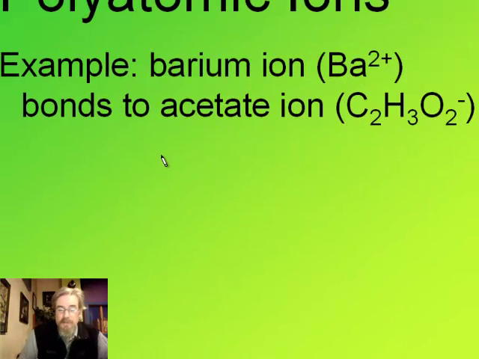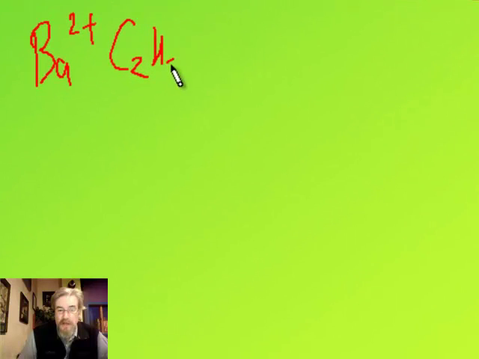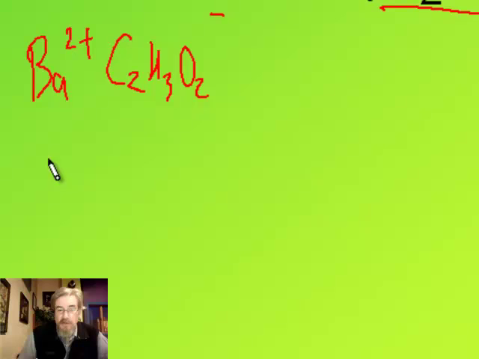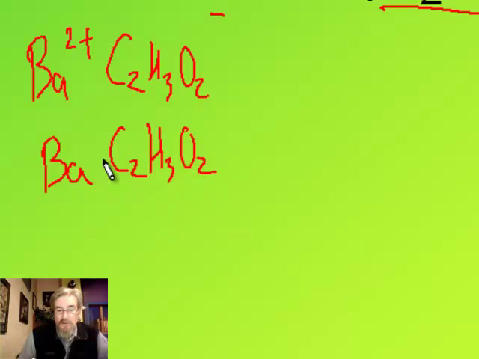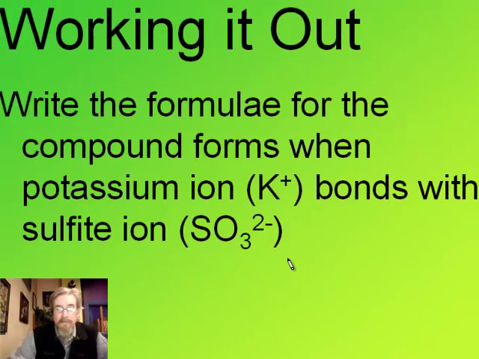One more. Here's barium ion. Barium's 2+ because it's column 2. And then here's a sort of a long, complicated looking polyatomic ion, acetate, C2H3O2. It carries a 1- charge. When I charge swap, barium gets a 1, and acetate, C2H3O2, gets a 2. So I have to enclose it in parentheses before I write that subscript 2.